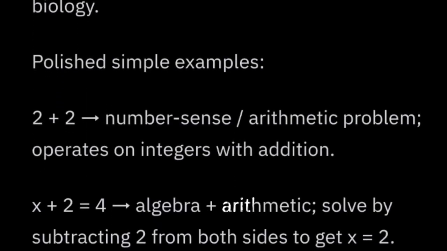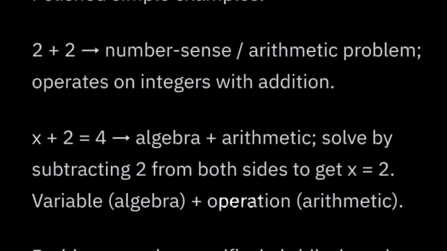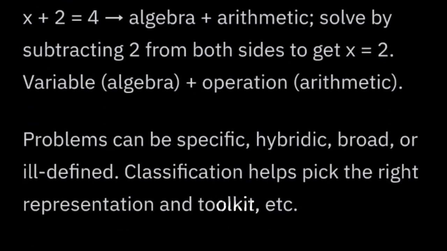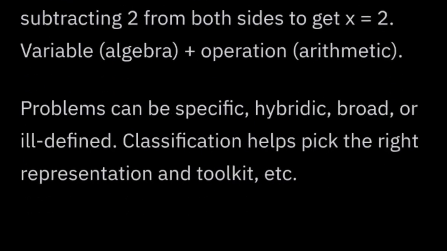Polished simple examples. 2 plus 2 is a number sense arithmetic problem. x plus 2 equals 4 mixes algebra and arithmetic. Solve by subtracting 2 from both sides to get x equals 2. Problems can be specific, hybridic, broad, or ill-defined. The classification helps pick the right representation and toolkit. Another fact, a similar framework can be used to study other STEM domains with few modifications. I'll be working on that.